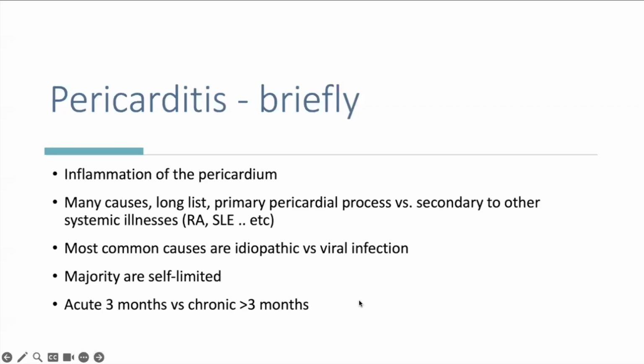So pericarditis, very briefly, is an inflammation of the pericardium. There are so many causes. It's a long list. It can be infection related, autoimmune, or malignancy related, but in general, they can be either a primary pericardial process or secondary to other etiologies, for example, a systemic illness like lupus or rheumatoid arthritis. Most common causes are idiopathic and viral infections, and the majority of these cases are self-limited. And in terms of symptoms, if patients have symptoms for less than 3 months, we call it acute pericarditis. And we call it chronic if it was more than 3 months.